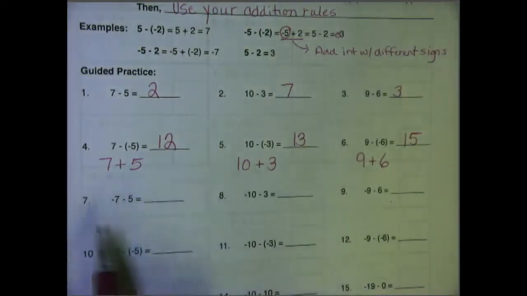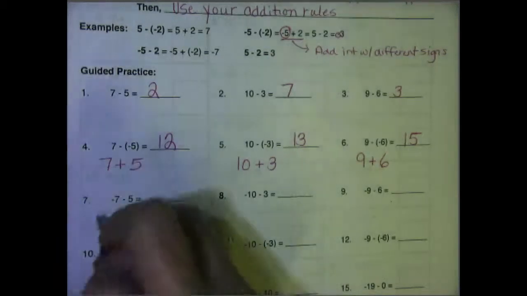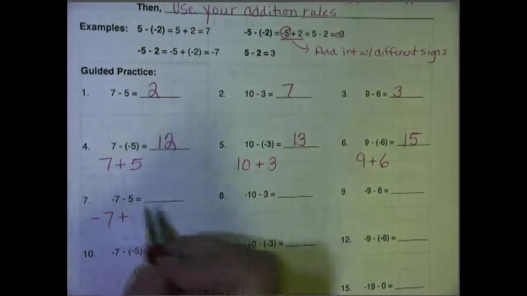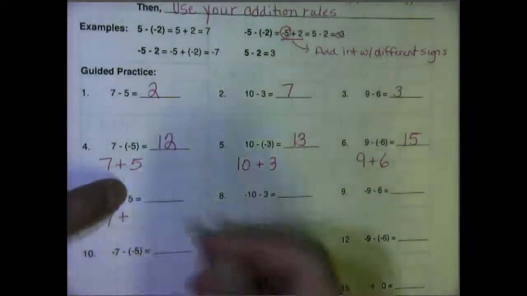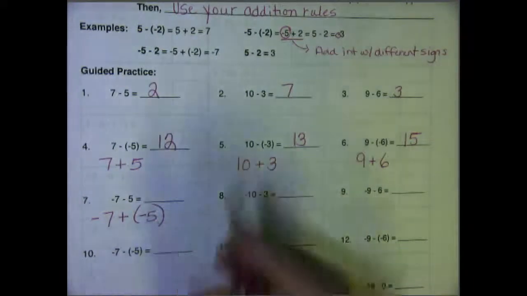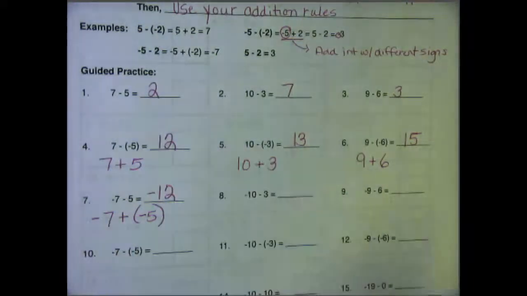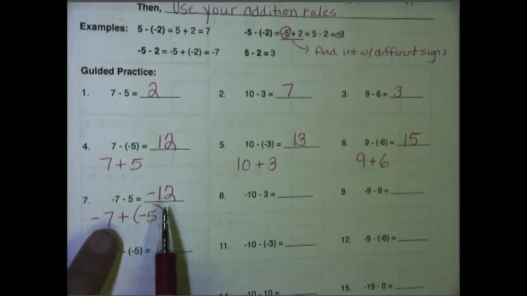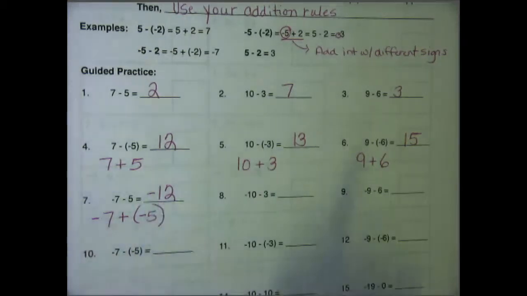Number 7, negative 7 minus 5. First number stays the same. Change the subtraction to addition. Change the positive 5 to a negative 5. Negative 7 plus negative 5, negative 12. Remember that you're adding same signs. Both are negative, so I just add the two and make the answer negative.